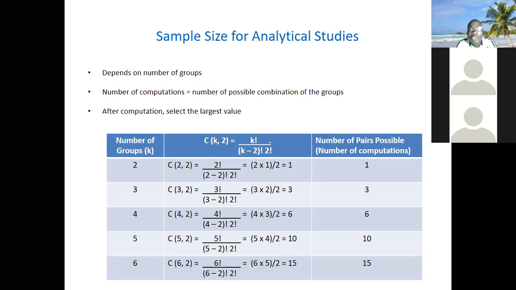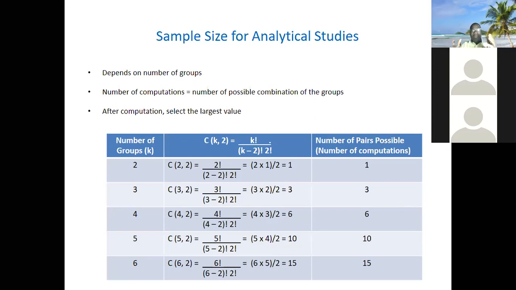Because if you go below the minimum sample size and you eventually do not find the difference you are looking for, you are not sure whether the difference does not exist, or it exists but your study is not powerful enough because the sample size is too small to detect the difference. So you must not go below the minimum, but you can go above it.